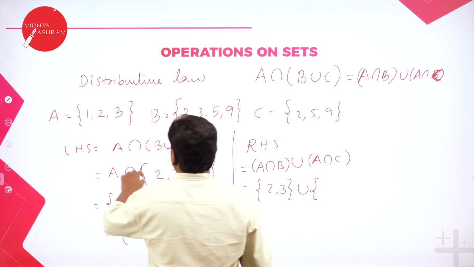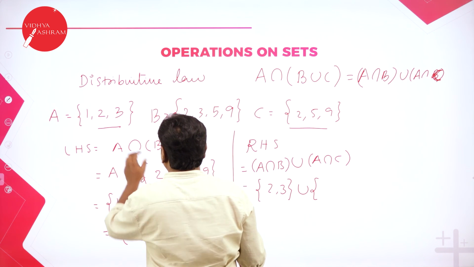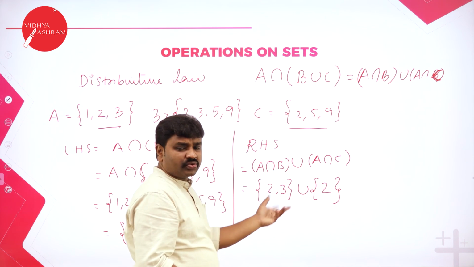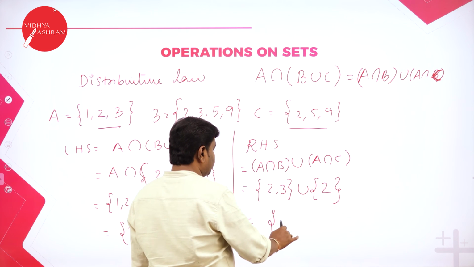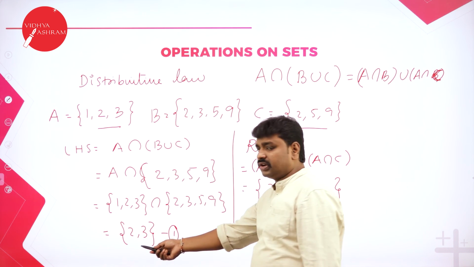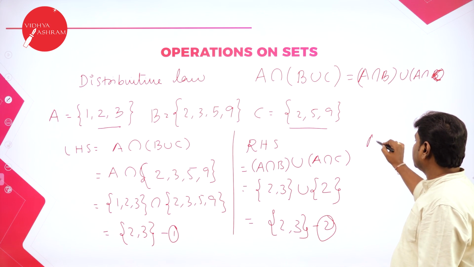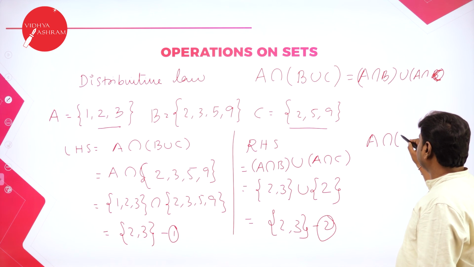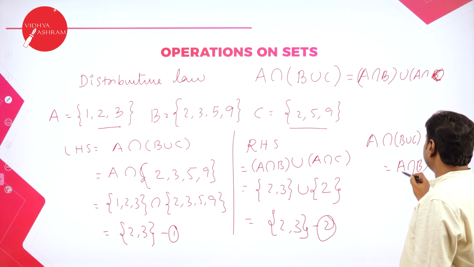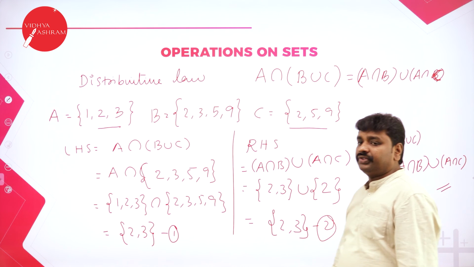That is A and C. This is A and this is C. What are the common elements in A and C? Only 2. Now I should do union. Union means combine these two without repeating. If I combine, I'll get 2, 3. That's it. Call it equation 2. Observe 1 and 2. Equation 1 is 2, 3 and equation 2 is also 2, 3. Therefore, it is distributive. I can conclude A intersection B union C is same as A intersection B union A intersection C.